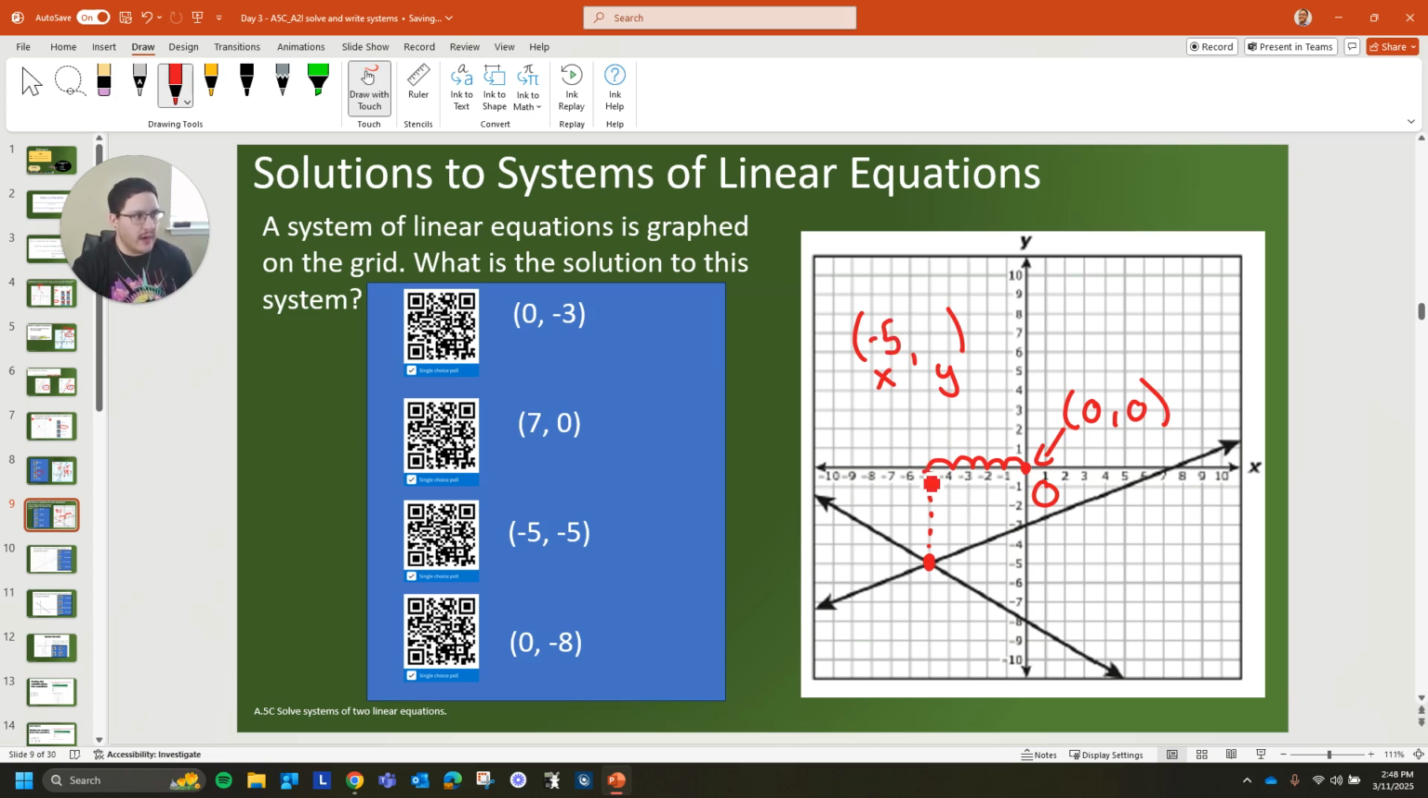On the y, we have to go 1, 2, 3, 4, 5, downward as well to get in line with the y value. So -5, -5 is our answer.